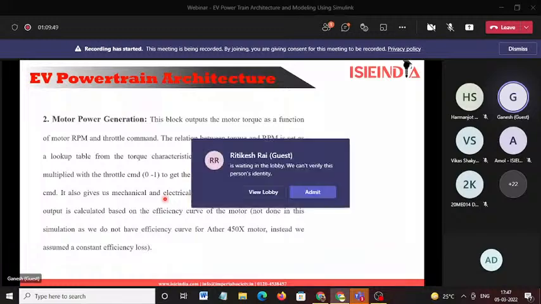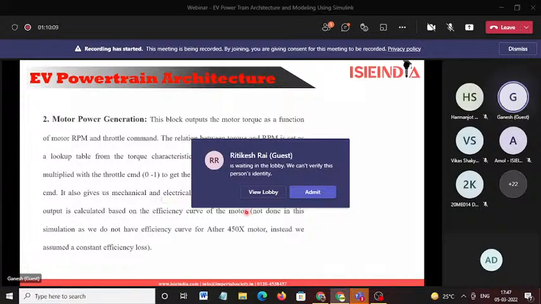Here, as I said previously, the torque and your throttle are interrelated: how much torque you need to give and how much throttle you need to give. They both work combinedly and release the power. So the electrical power output is calculated using the motor efficiency.